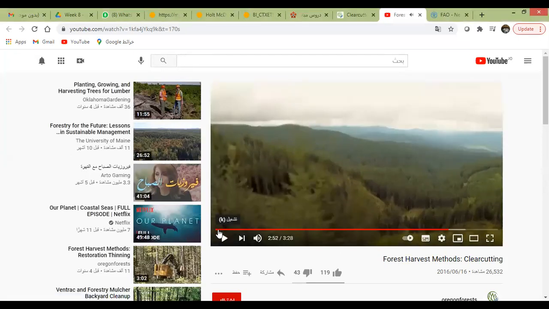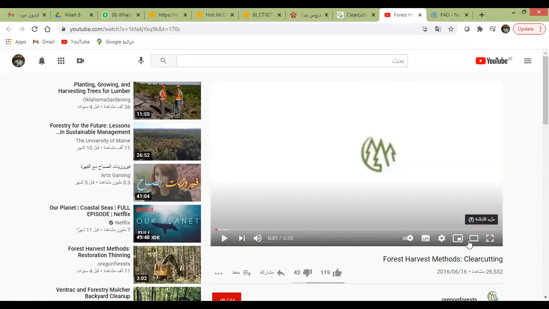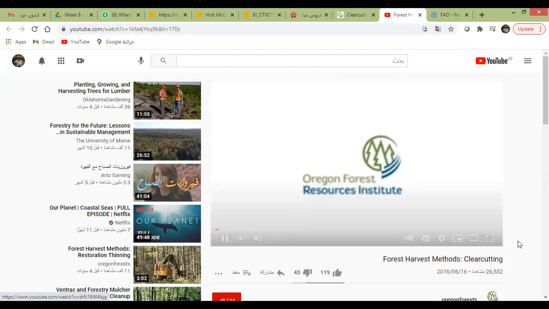I will show you this now. I will show you here an overcut and cutting of trees, which is clear cutting. How does it happen? Look.